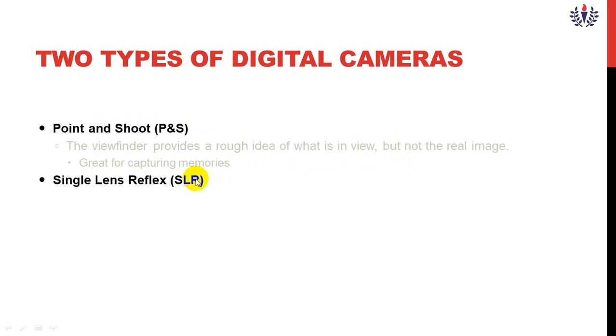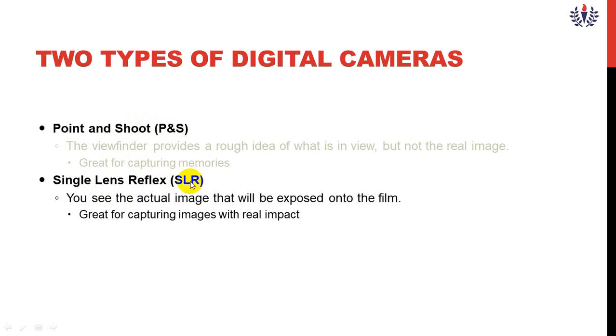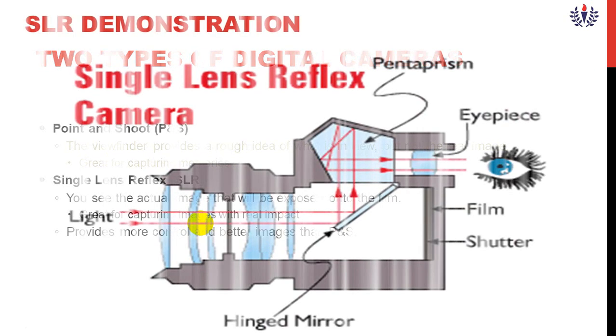The second one is SLR. SLR stands for single lens reflex. By using an SLR, you can see the actual image that will be exposed onto the film, and we can get great clarity. Compared to point and shoot cameras, SLR cameras provide more control and better, that is, more accurate images.